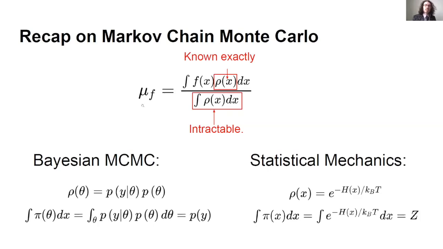So what does this look like in Bayesian MCMC? Well, there, this P of X is really a P of theta, a probability of our parameters. And this is exactly the posterior probability that we see a given parameter. Excuse me, this should be rho of theta. And then P of theta here is our prior, of course. And this integral in the denominator is the evidence. In statistical mechanics, which is the community I come from, rho of X is the Boltzmann weight, and the bottom is the partition function.